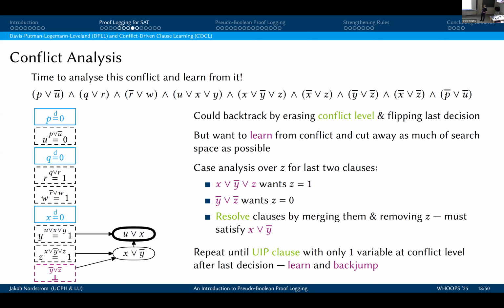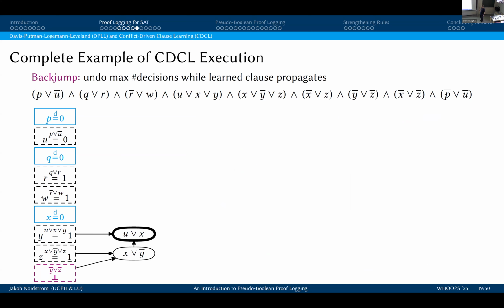And now we don't really have time to go over the details. But if you look at this clause, it only has one variable from the last decision level. It's a so-called first UIP or asserting clause. And there the SAT solver will stop and say, let me learn this clause. Let me add it to my database of clauses.